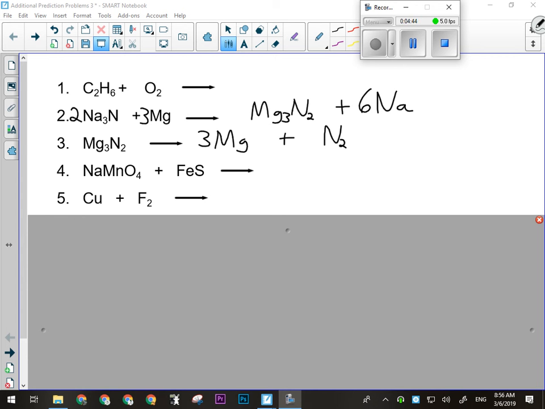If I have a molecular compound reacting with oxygen, especially one that contains carbon and hydrogen, this is a hydrocarbon combustion, which we just usually call combustion reaction. So it's a combustion reaction. And what are always the products of a combustion reaction? CO2, and water.